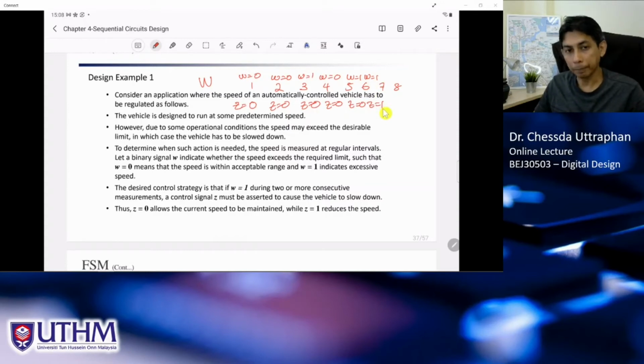So how to do that? Using a combinational circuit is quite difficult, because our circuit needs to have some kind of memory, right? It must know the previous value of the input here, or the previous value of the circuit.